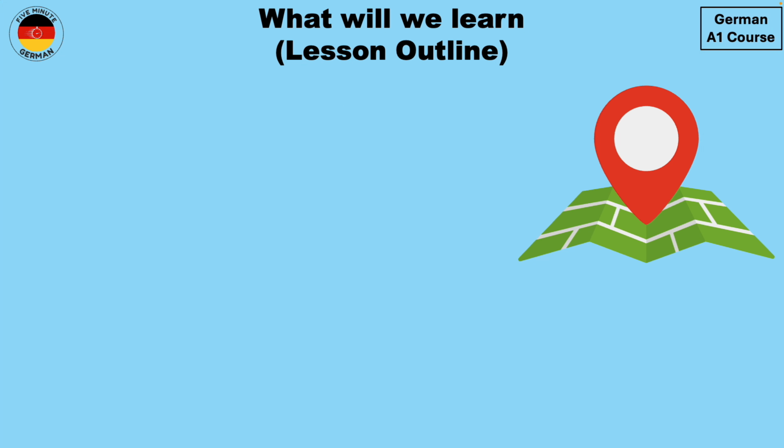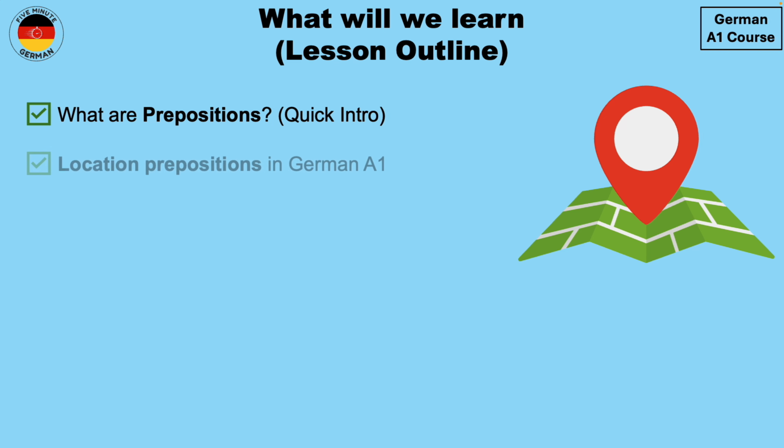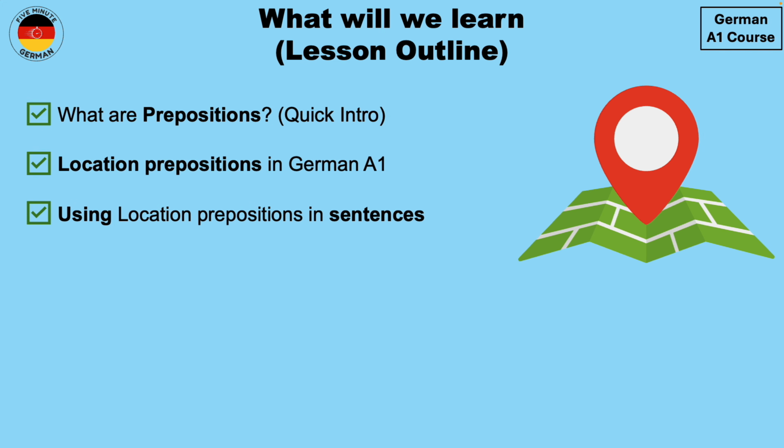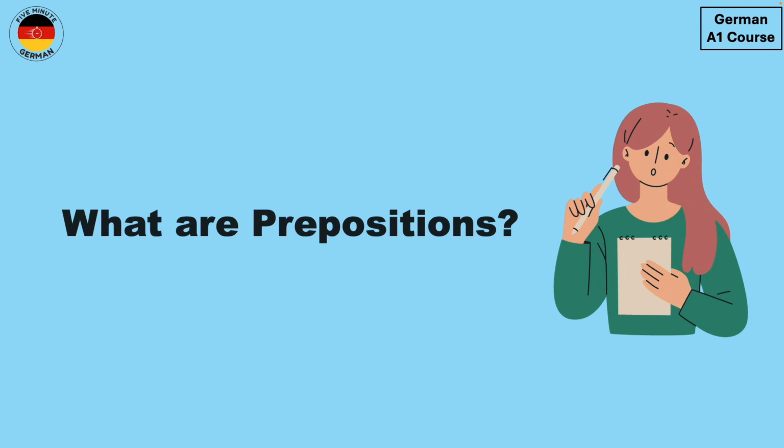So first of all, we will do a quick intro about what prepositions are. After that, we will go into the location prepositions which are used in German A1, and then I will give you some examples of how you can use these location prepositions in sentences. So let's start by understanding what prepositions are.